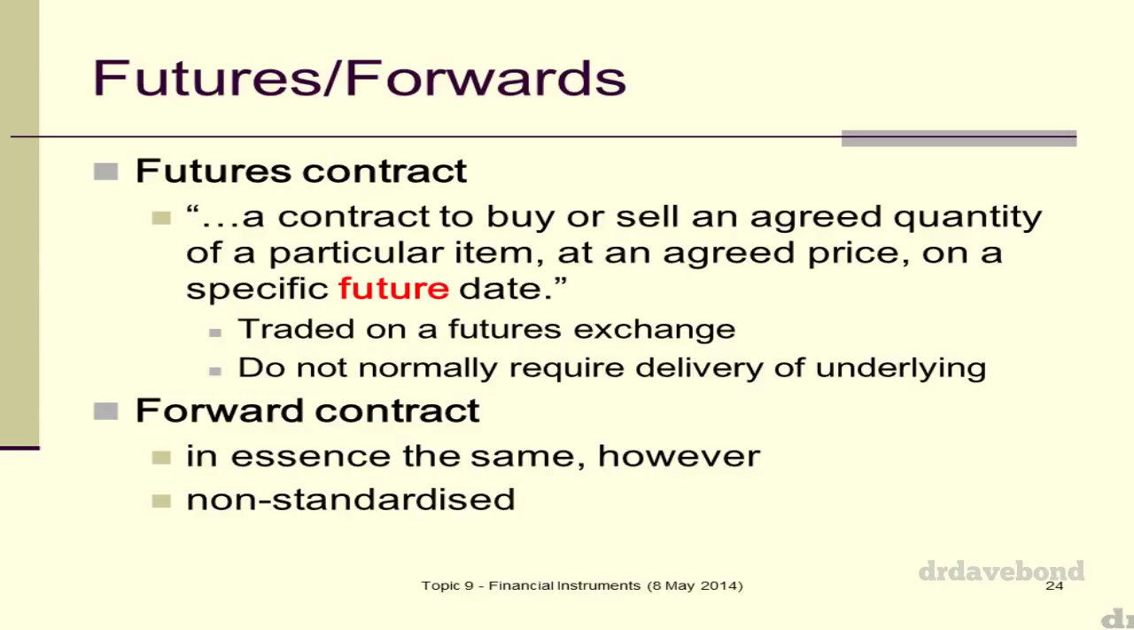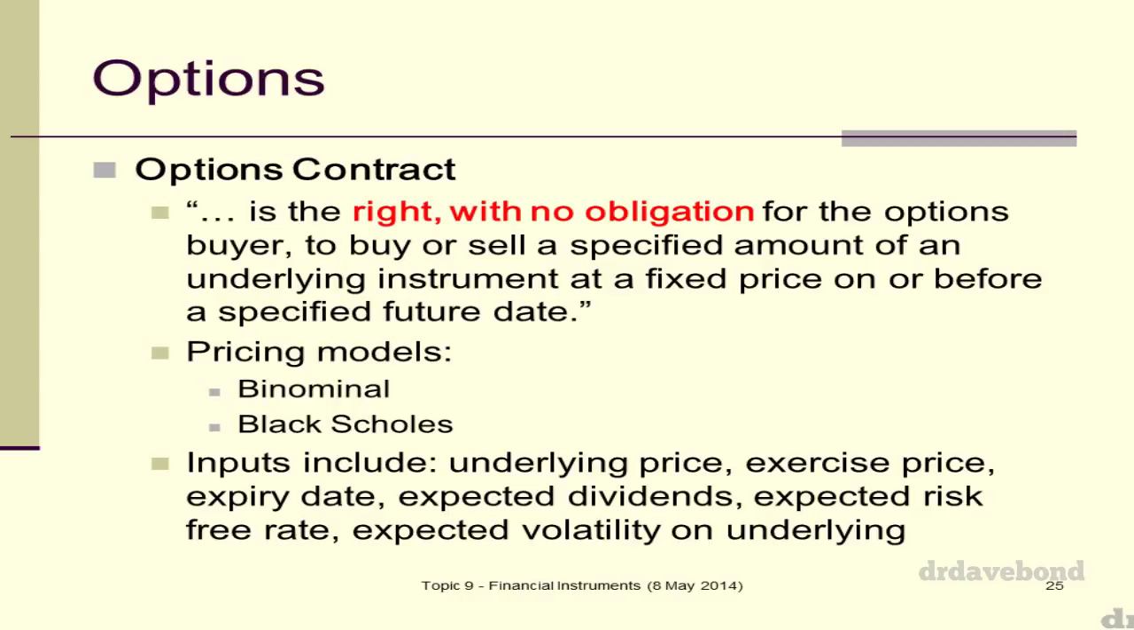Now, because it's a contract, and we'll come back to this, think of what a financial asset and financial liability are. It's a contractual arrangement. We've got a contract, we can't back out of that. Now we can take opposite positions and kind of net it out, but that's got to happen. When you move to an options contract, it's slightly different, because the option is the right, but it has no obligation attached. So it's got the right but no obligation for the options buyer to buy or sell a specified amount of an underlying instrument at a fixed price on or before a specified future date.